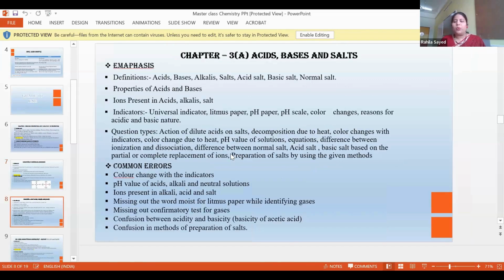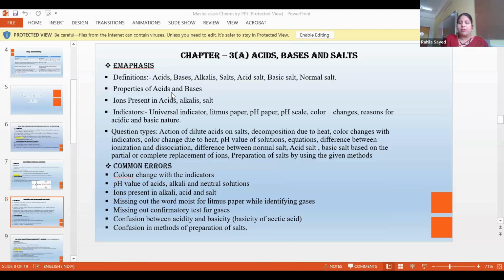For MgCl2, yes, either you can write it in two separate brackets Cl, or you can write 2 outside the bracket and you can show only one Cl. That also you can. Okay, coming to the third chapter, that is acids, bases and salts. Children, it is a very important chapter. You have to know the definitions of acid, bases, alkalis, salts, acid salts, basic salts, normal salts, then the properties of acids and bases. What are the ions that are present in acids, alkalis and salts?